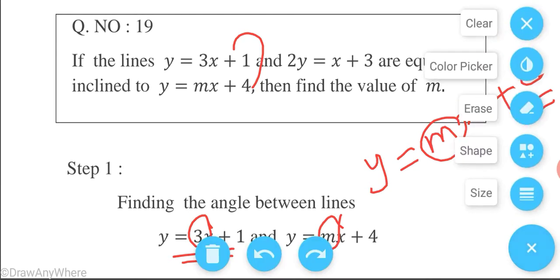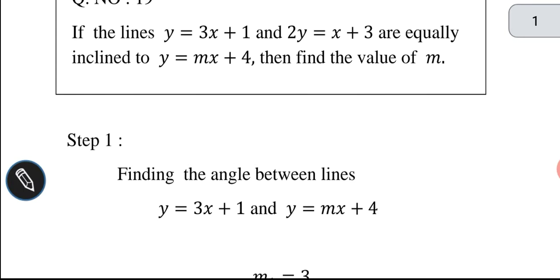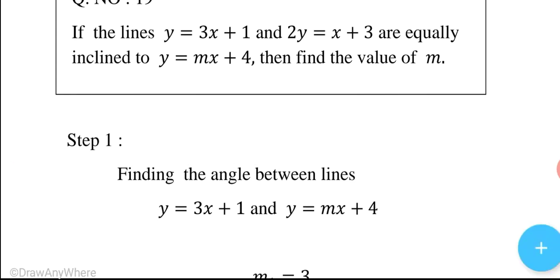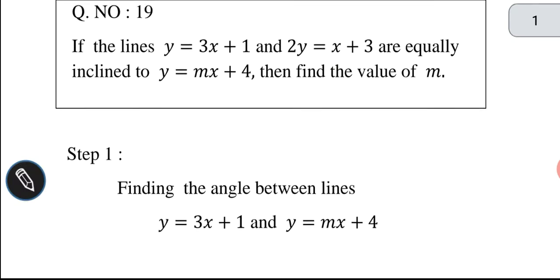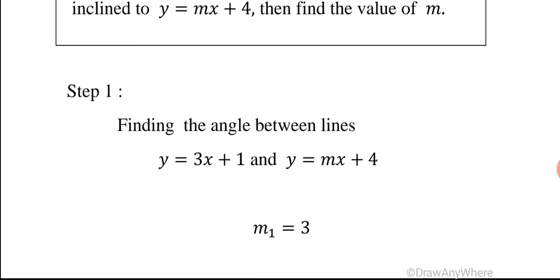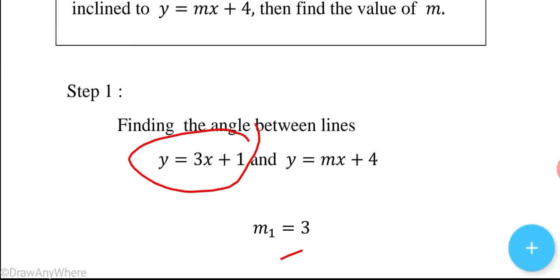So the first step is to find the angle between the lines y equal to 3x plus 1 and y equal to mx plus 4. After finding the angle, we have to find the angle between the lines 2y equal to x plus 3 and y equal to mx plus 4. So first, finding the angle between the lines y equal to 3x plus 1 and y equal to mx plus 4.